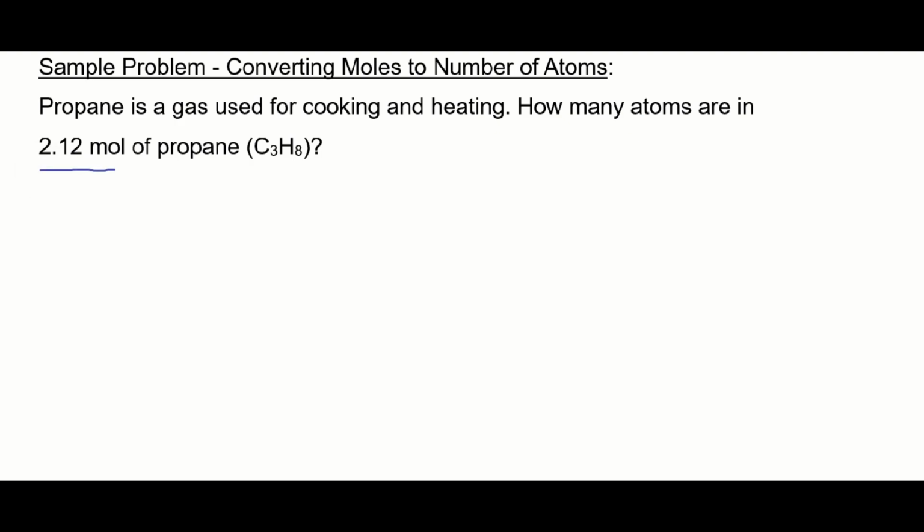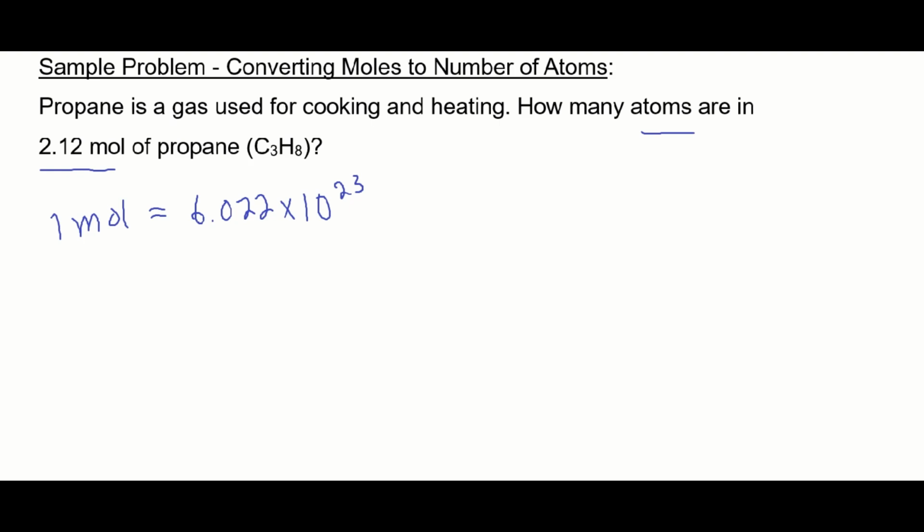We're given moles and we're asked to determine how many atoms there are, so we're going to use the conversion factor where 1 mole is equal to 6.022 times 10 to the 23rd of whatever it is that you're counting. In this case, propane molecules.